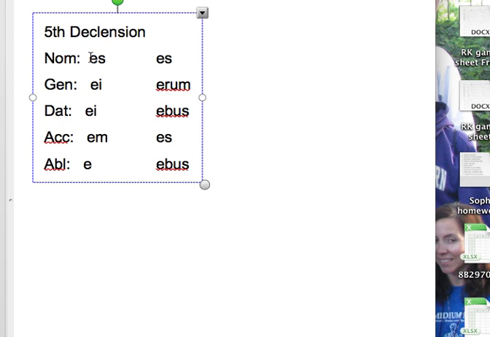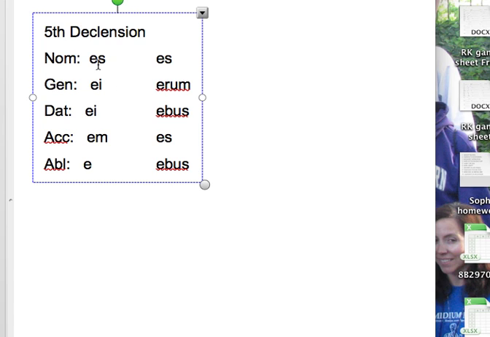So please note, we have res, res, res in those 3 spots. That's going to be confusing. We've seen that sort of thing before. It means we're really going to have our wits about us. Notice we have the same ending in the genitive and the dative. Okay? And as always, your dative and ablative plural look the same. So there's your fifth declension.